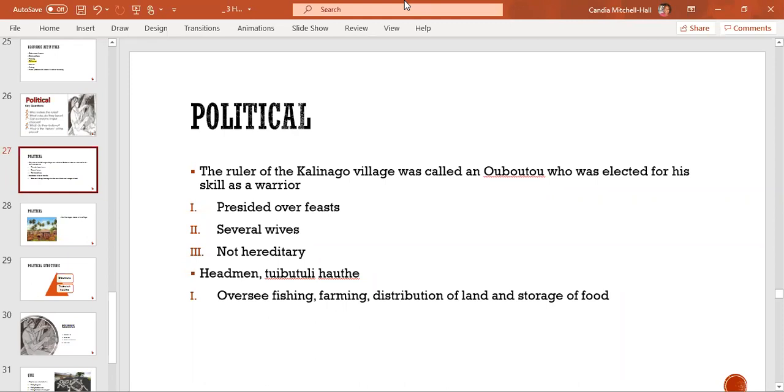Sir, does the cacique take part in religious ceremonies and stuff? Yes, the cacique took part in religious ceremonies, and the cacique also played a major role in the religious ceremony, more than the Obuto. Another thing is that the cacique were also the ones who oversaw fishing, farming, and distribution of land. That was the role of the cacique. All right?